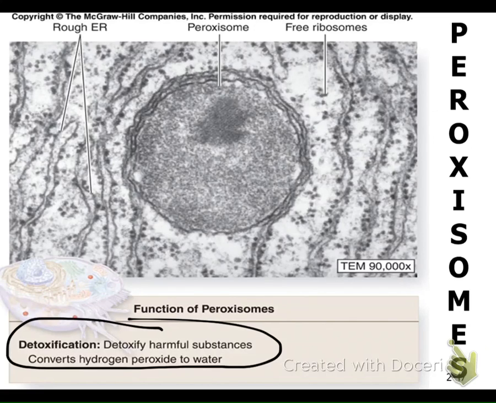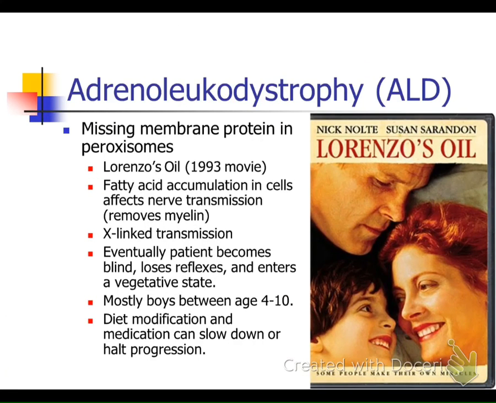Now, peroxisomes also can go wrong. Anybody ever seen this movie? Okay, Lorenzo's Oil. It's on Netflix. It's a good little movie. It's old now, 1993. It's about a couple who have a child with the disease adrenoleukodystrophy, ALD. It's a disease where there's a dietary problem, and they're trying to figure out a cure for their kid. And he's been diagnosed, and he's going to die of this disease unless they can figure this out.